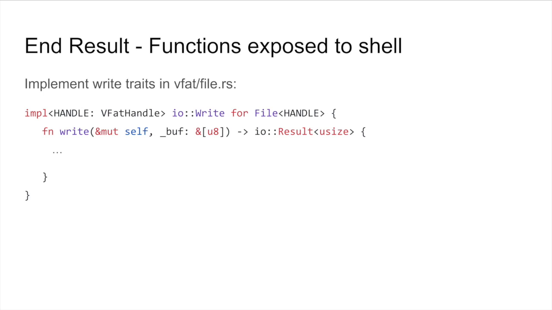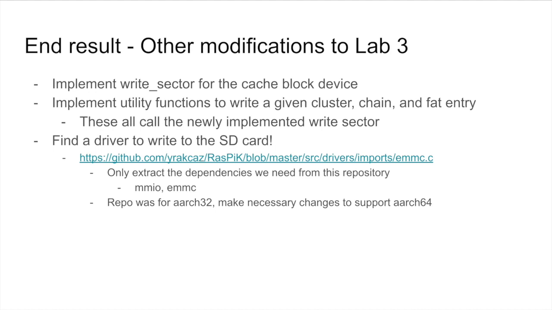We also, in order to write to files after just creating them, implemented the write trait in vfat/file.rs, and as you can see here, it's just the interface for IO write. We implemented this function for our project to write to an arbitrary file at an arbitrary point in that file as well. We also made some changes to the cache block device write sector, and basically gave the writing functionality to cluster chain and FAT entries so that we can write to them. And these call the write sector that we implemented.